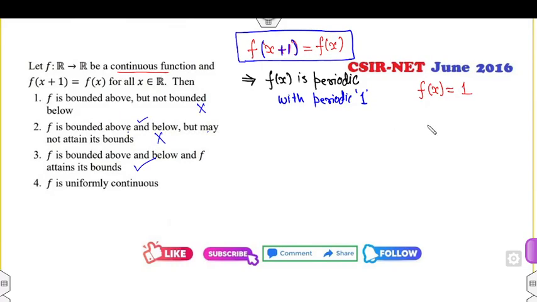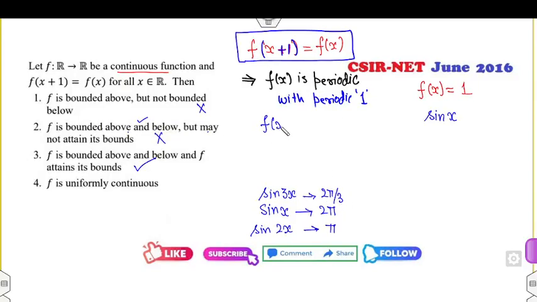Now, can you think of a function which is periodic? What comes to your mind when you think about a periodic function? Sin x. But make sure, what is the period of sin x? Sin x has the period 2 pi. What is the period of sin 2x? It will be 2 pi divided by 2, which is pi. What is the period of sin 3x? This is 2 pi over 3. So can you think of a function f of x whose period is 1? That's simply sin of 2 pi x.